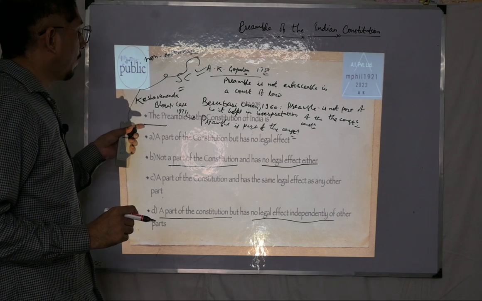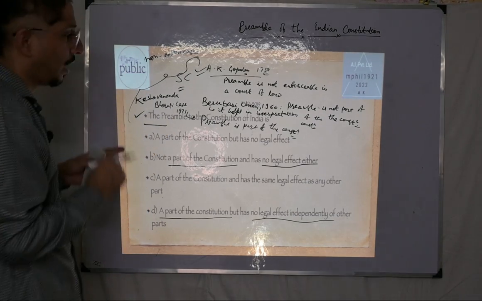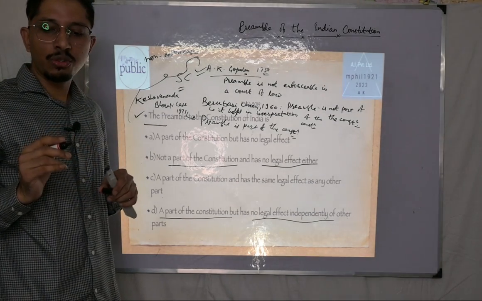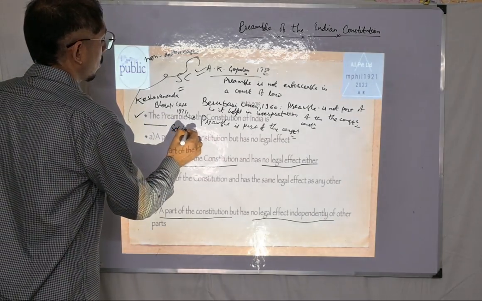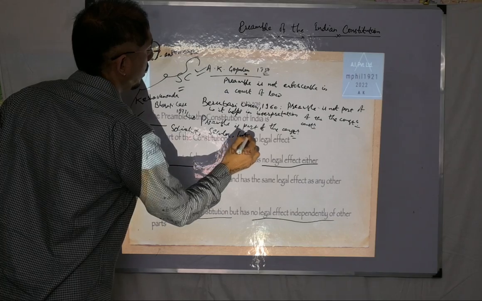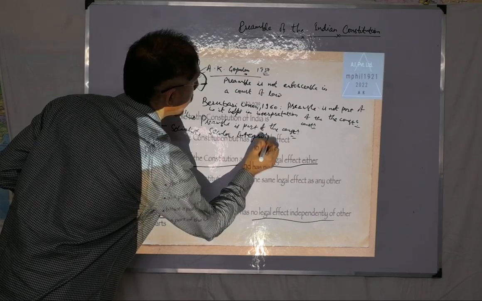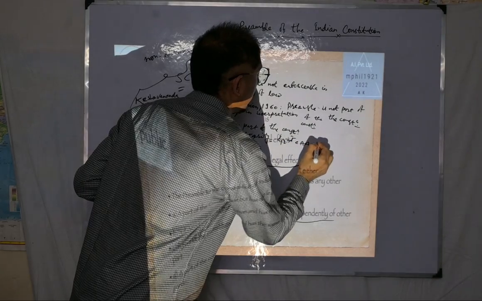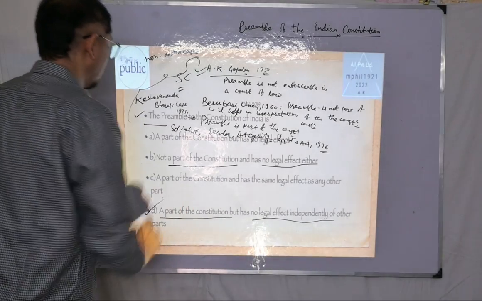Now, whether it can be amended: yes, it can be amended. In the Kesavananda Bharati case, it was said that the preamble can be amended through a constitutional amendment. That is why, through the 42nd Constitutional Amendment Act 1976, the three words socialist, secular, and integrity were inserted. So D is the correct answer.